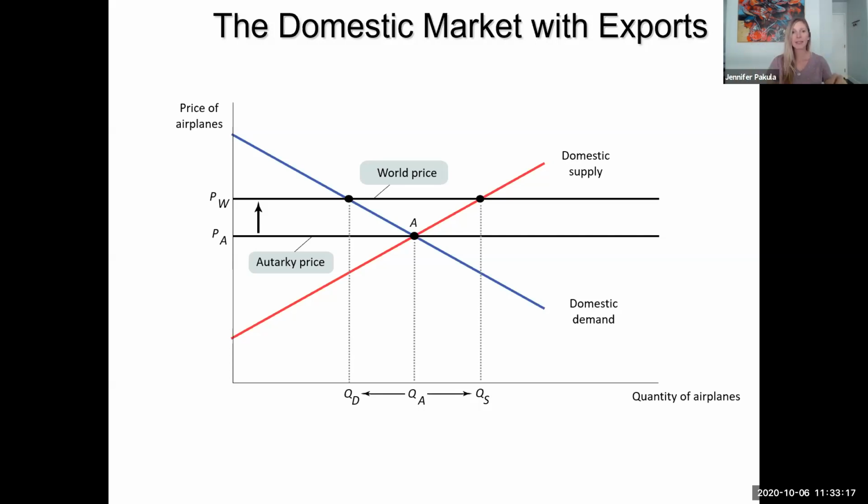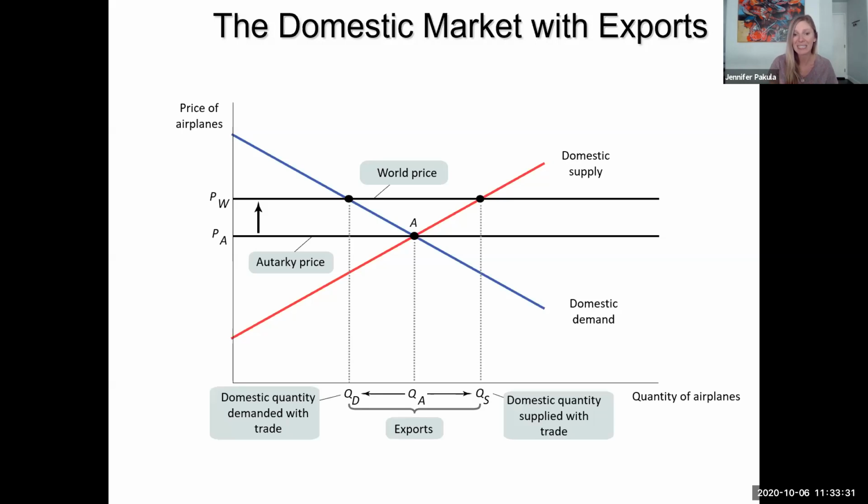Our world price is labeled PW, the lines drawn all the way across. You notice two black dots. One dot is where we cross the blue domestic demand curve. The reference line down is labeled QD, and it's showing domestic quantity demanded. How much would be demanded domestically for this good?